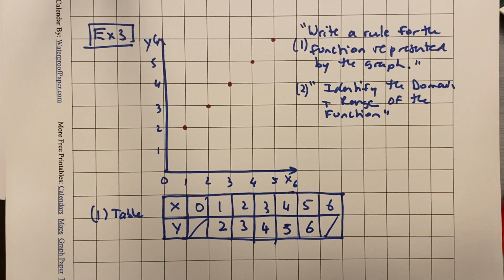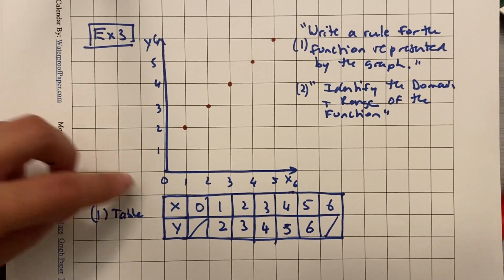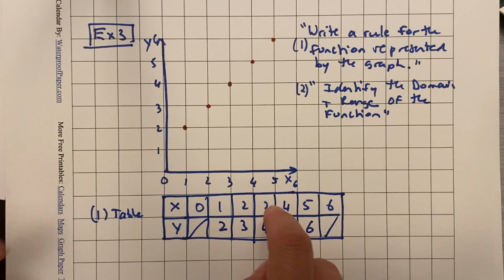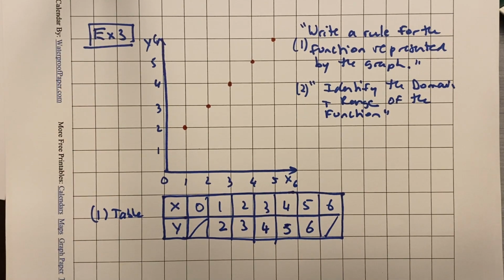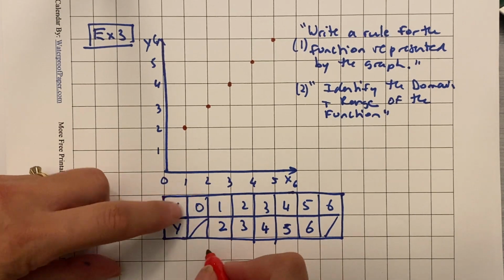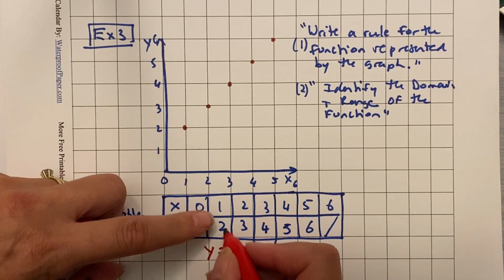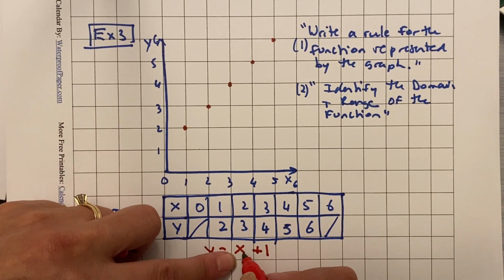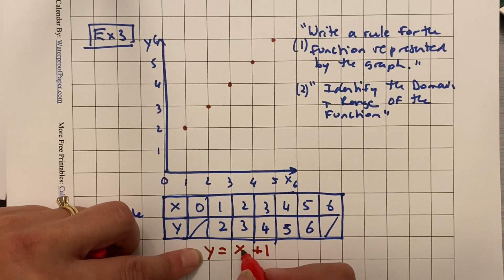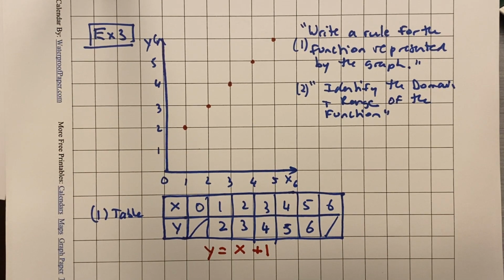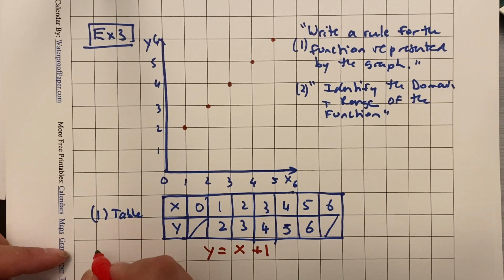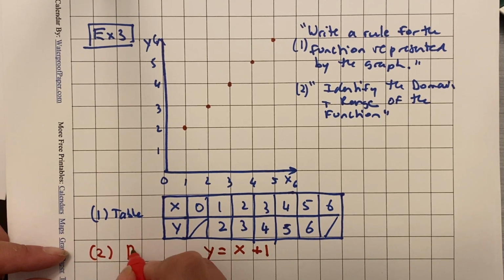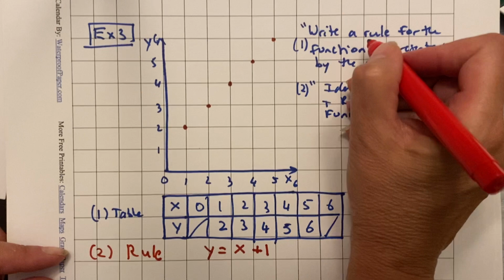Okay, so now I have my table. Can I see a relationship between the inputs and the outputs? Remember, this is the input and the output. Yes, I can, because I can see that the output y is always 1 more than the input. Here's my input x, and y is always 1 more than x, right? So that is my rule. So once I've got my table, I write my rule.